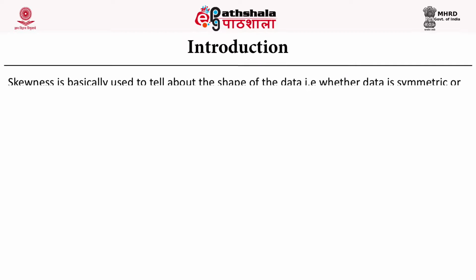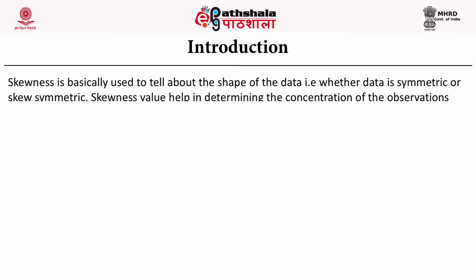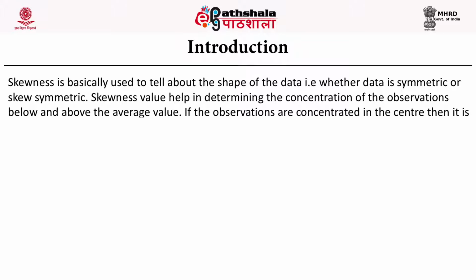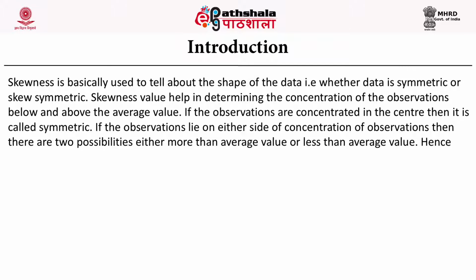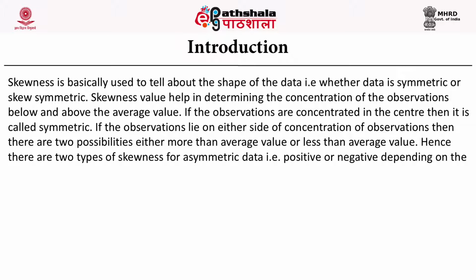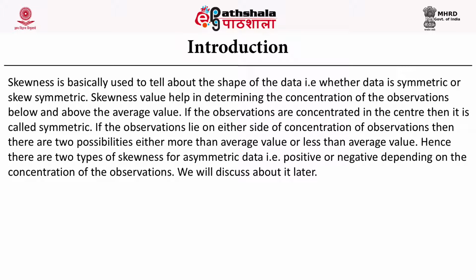Skewness is basically used to tell about the shape of the data, that is whether data is symmetric or skewed. Skewness value helps in determining the concentration of the observations below and above the average value. If the observations are concentrated in the center, then it is called symmetric. If the observations lie on either side of the concentration of observations, then there are two possibilities, either more than average value or less than average value. Hence, there are two types of skewness, that is positive or negative, depending on the concentration of the observations. We will discuss it later.